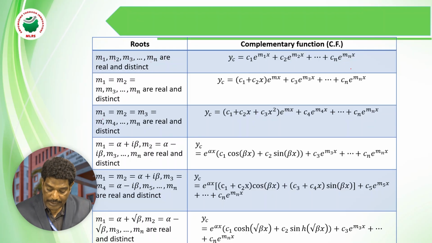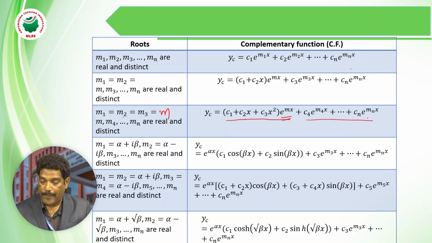Next, if a root is repeated, then we can construct it like this. Here m1 equals m2 equals m3 and so on; the roots will be m. So the m1 value, m2 value, m3 value will be equal roots. Then we can construct the complementary function like this: (c1 + c2 x + c3 x^2) e^(mx). And the remaining roots are written in the same way.